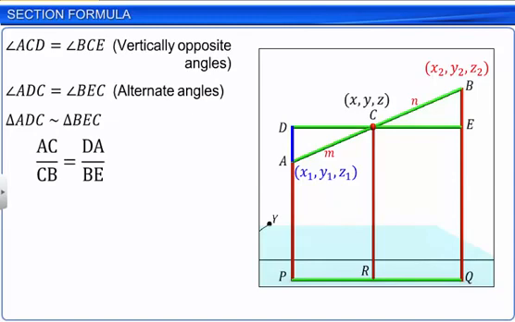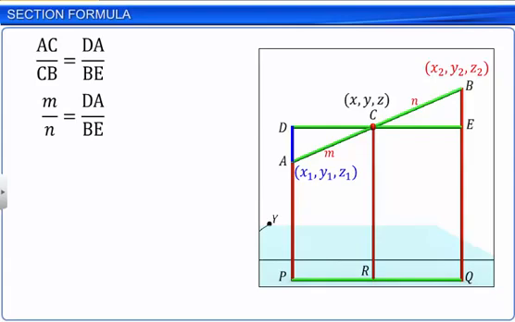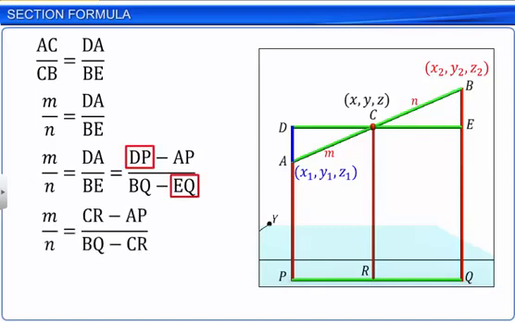From the figure, we can observe that the left-hand side of this relation is equal to m divided by n. On the right-hand side, we can observe that DA is equal to DP minus AP, and BE is equal to BQ minus EQ. Since DPRC and CRQE are parallelograms, we can observe that DP and EQ are both equal to CR. Substituting the values, we get the relation as shown.